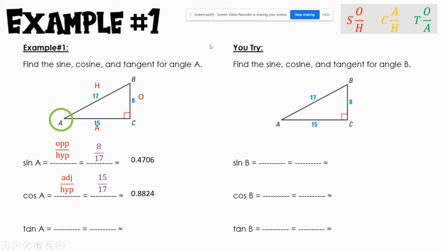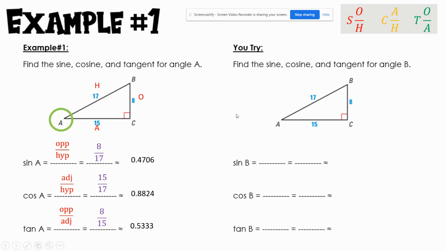Tangent of angle A. Tangent, by definition, that ratio is always the opposite over the adjacent side length. My opposite side length was 8, and my adjacent side length was 15. Again, if they asked for the approximate value, I could just enter that into my calculator. So 8 divided by 15, and that's where I'm getting these decimals from. But again, what you see in purple, that's how you're setting up your ratios right here.